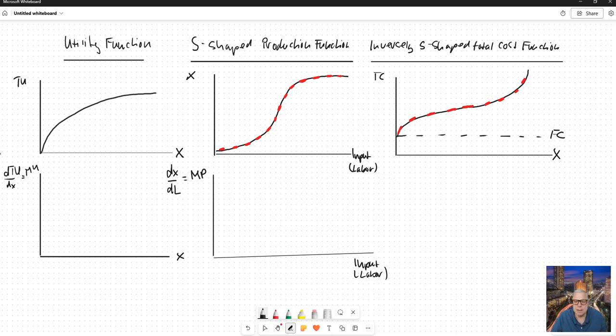Okay, and then for the cost function, here we have again x. So now we have the derivative of the total cost function with respect to x. Okay, and that is what we call the marginal cost, MC.